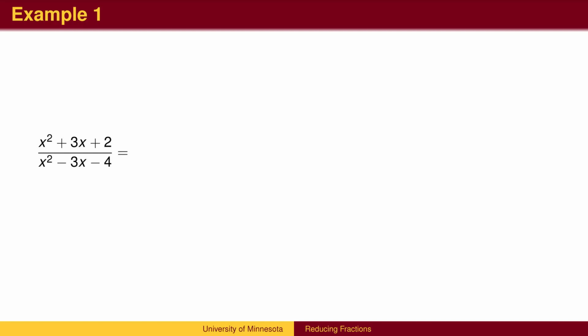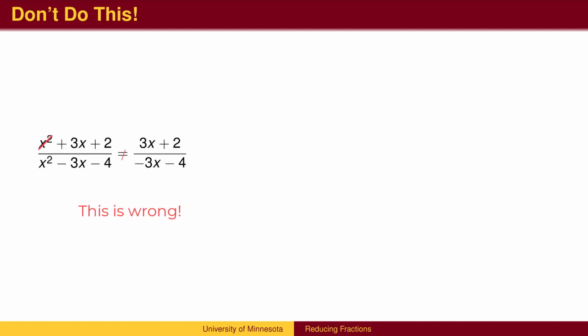The same method can be applied to polynomials. The first step is to factor, and then cancel common factors. Be careful that the things you are canceling are multiplication factors, not terms involved in addition. You cannot cancel x squared because x squared is a term that is added, not multiplied.